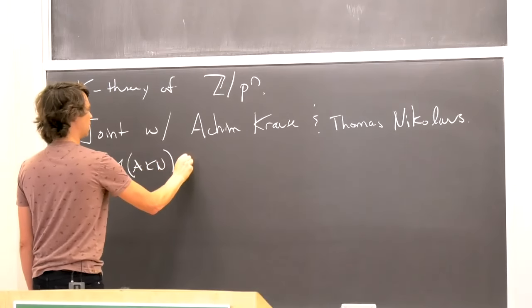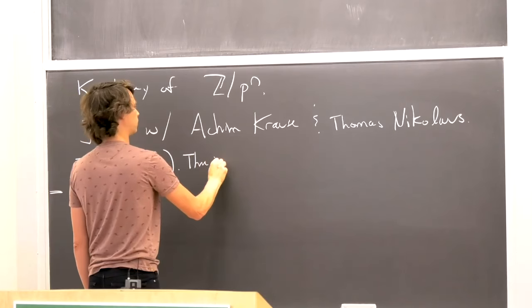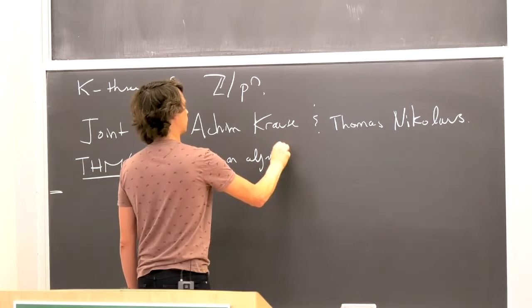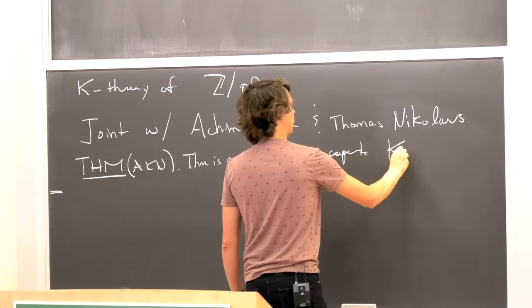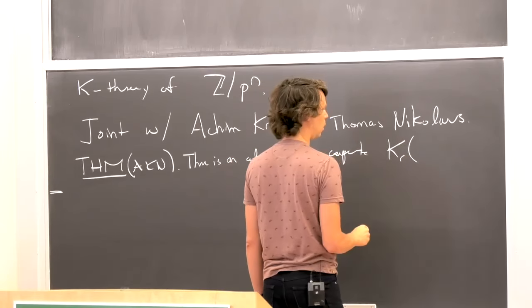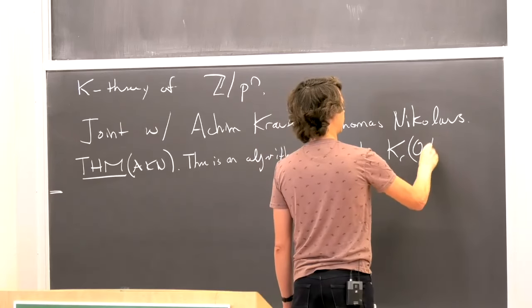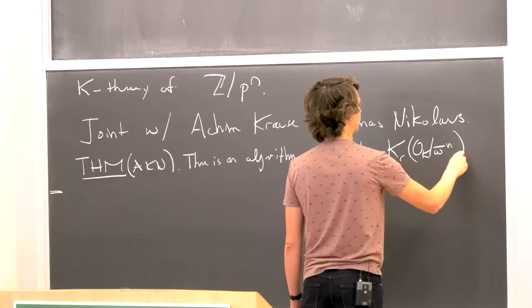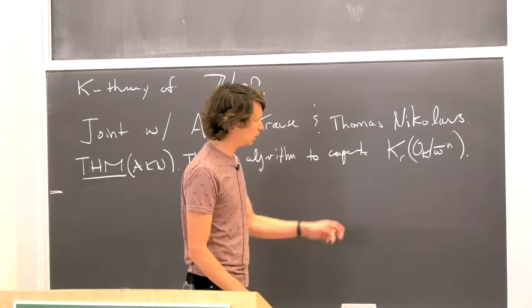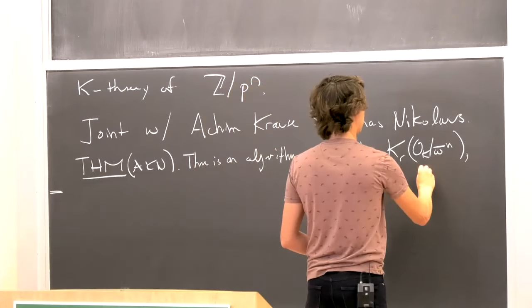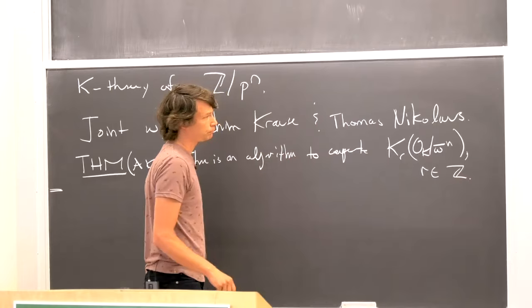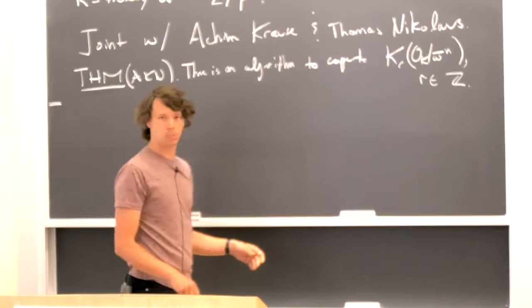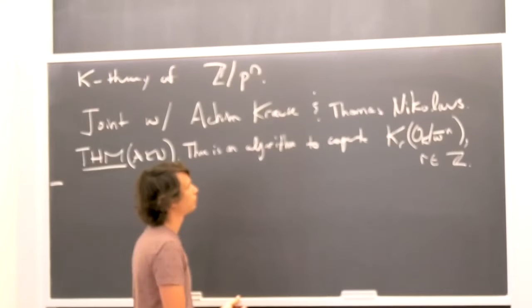Our main theorem is that there's an algorithm to compute any individual K group, K_r, of O_K mod pi to the n. Here, this is for any r in Z. Okay, let me introduce some notation now.